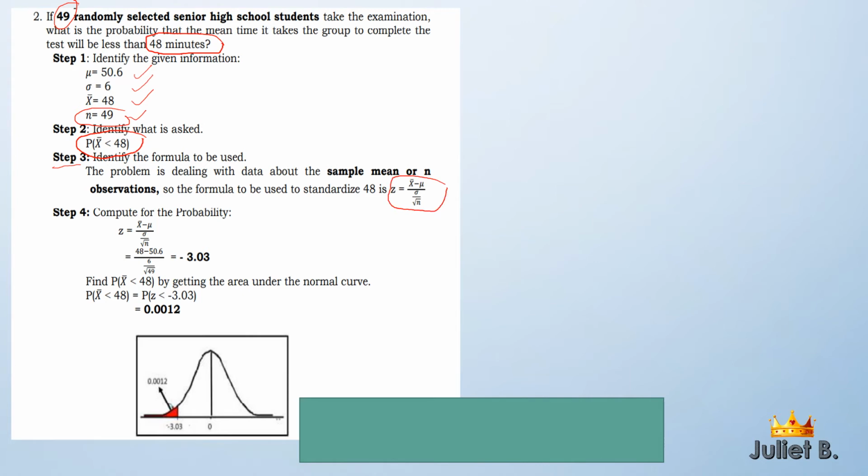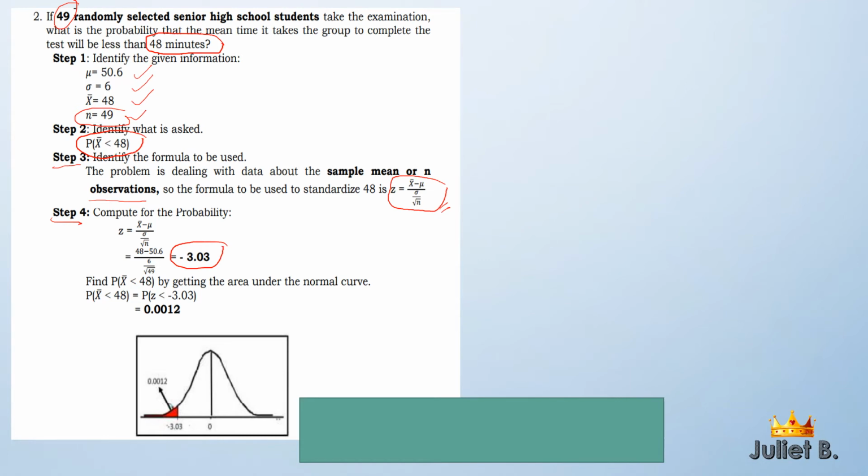The problem is dealing with data about the sample mean or n observations. So the formula to be used is this one. And then step 4, we will compute for the probability. Substituting all the given to the formula, we'll have 48 minus 50.6 divided by 6 over square root of 49. So ang nakuhang z value ay negative 3.03.